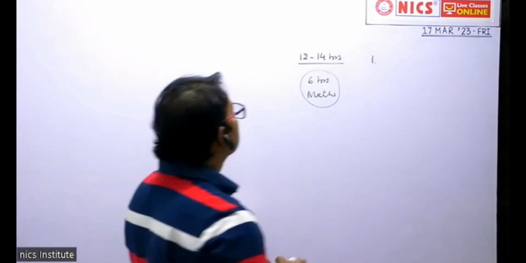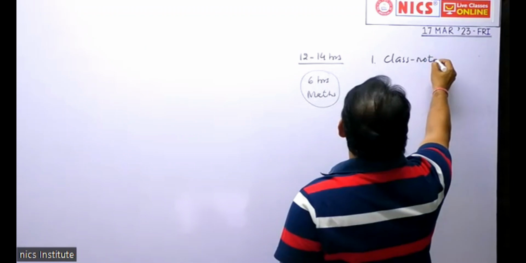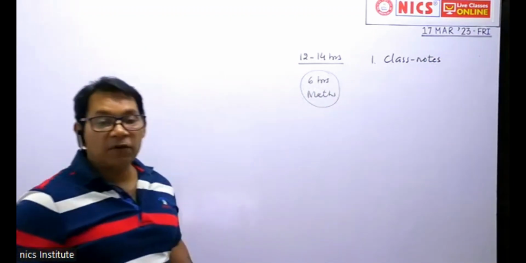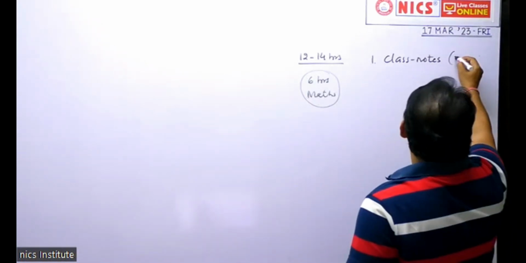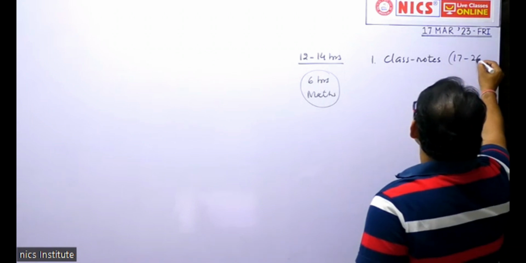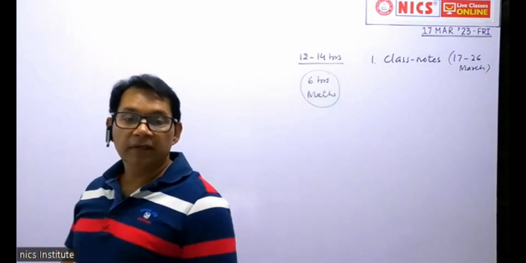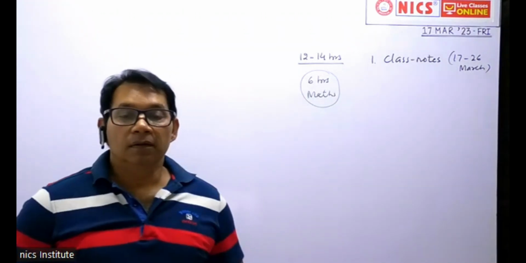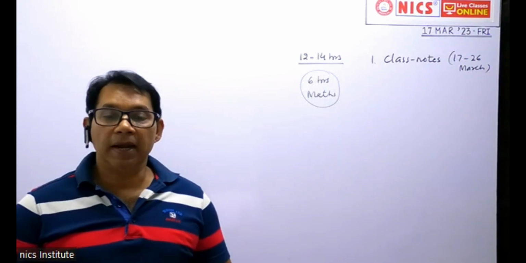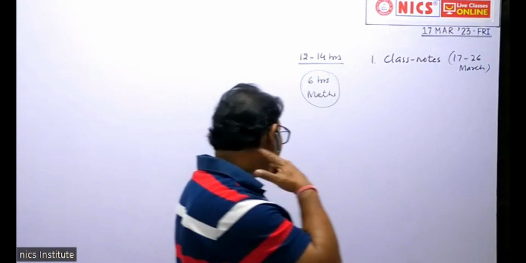How to go about it? Class notes. The most important piece of documents with you is class notes. We have to revise the complete class notes in the next 10 days, that is 17 to 26 March. You finish with the class notes. When I say revise class notes, that would mean reading, then highlighting the important results, formulas from there, and some question which you find difficult, you can attempt also, but you can't solve all the question by yourself. Just go through them.